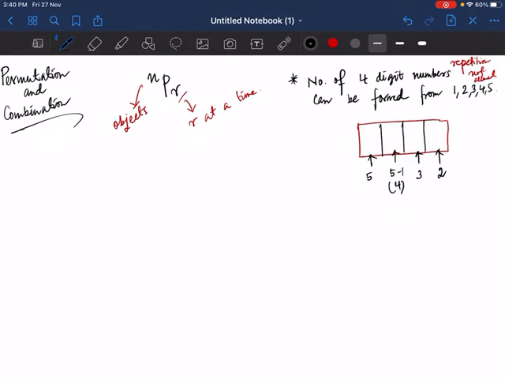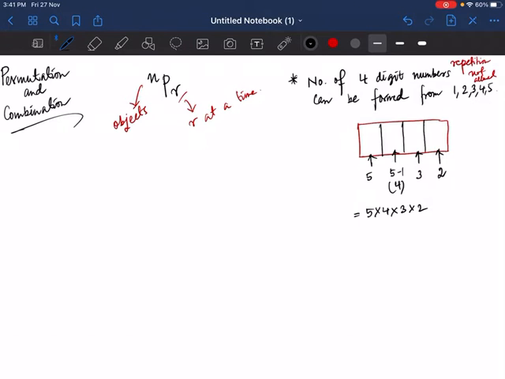So basically by the multiplication principle, the number of 4-digit numbers that can be formed is 5 into 4 into 3 into 2. This was the answer for this question. Now this one we can do with the help of permutation also. Among these 5 numbers there are 5 objects, 1, 2, 3, 4, 5. And among these 5 objects, I am taking 4 objects at a time, arranging the 4 objects and getting a 4-digit number.